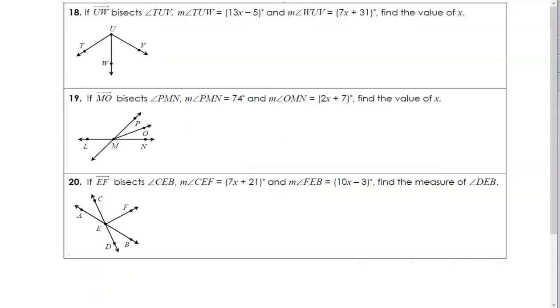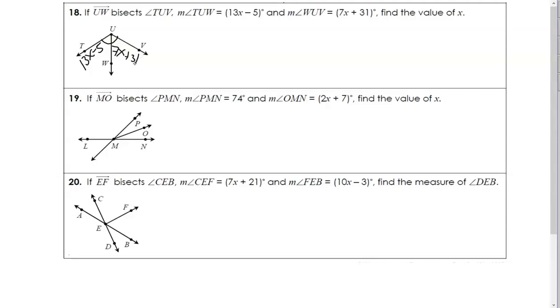All right, for 18, ray UW bisects angle TUV, which means cut in half, so that means UW cuts TUV in half, making these equal to each other. TUV is 13x minus 5. So that whole angle, TUV, up to W is 13x minus 5, and WUV is 7x plus 31. Find the value of x.